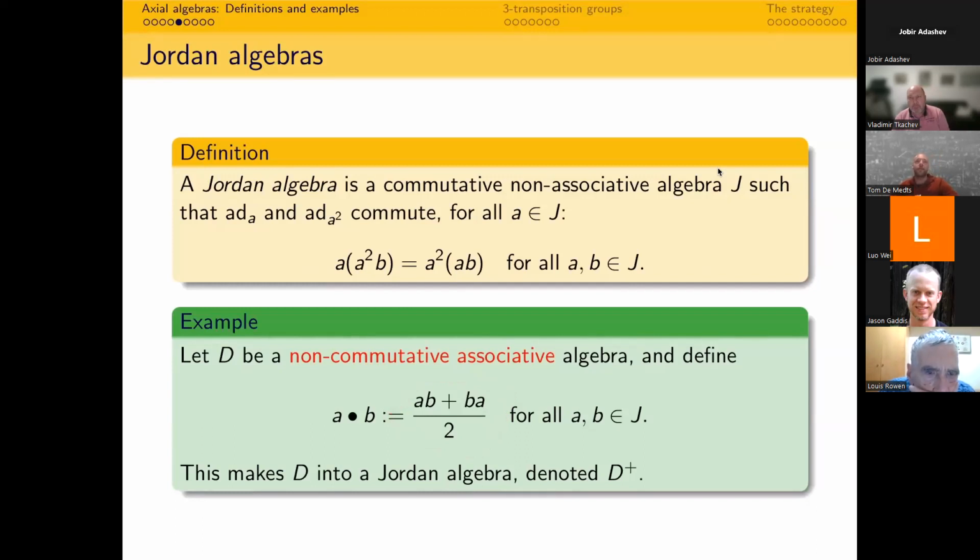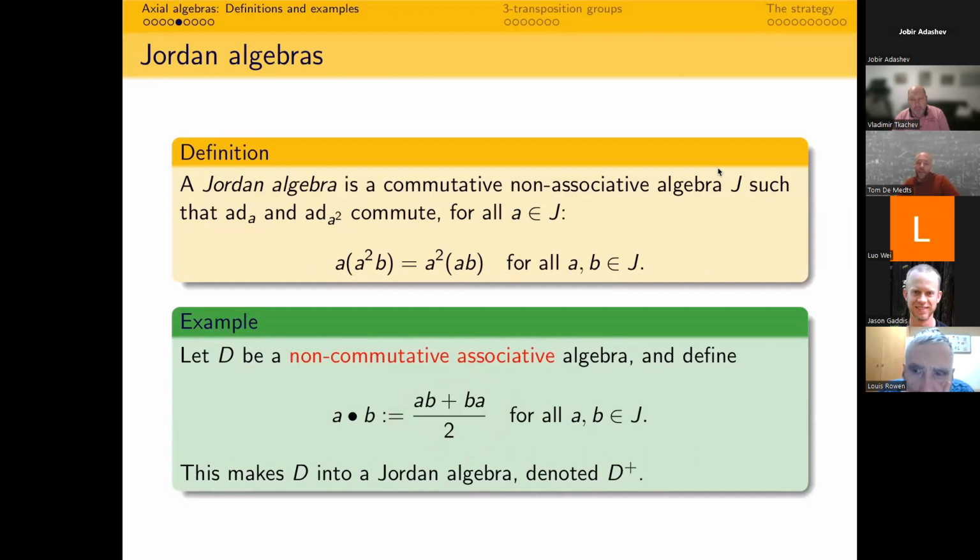So this is a very nice, very well-known, very well-studied class of commutative non-associative algebras, the Jordan algebras. And they will play an important role also in the rest of my story. Maybe not directly, but you will see. It's a class of examples that pops up.